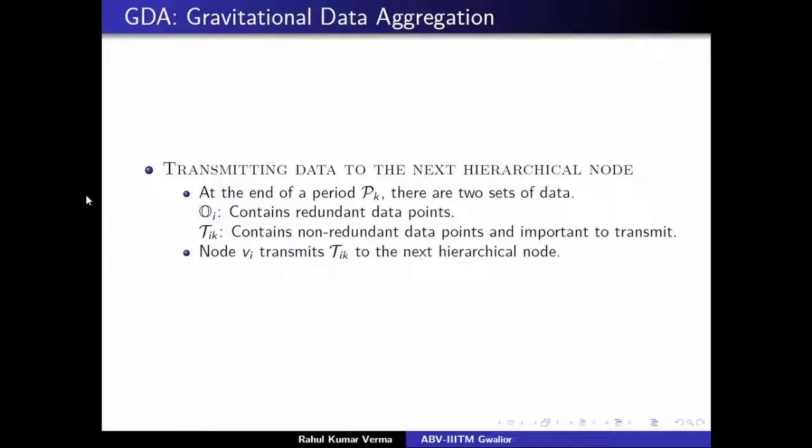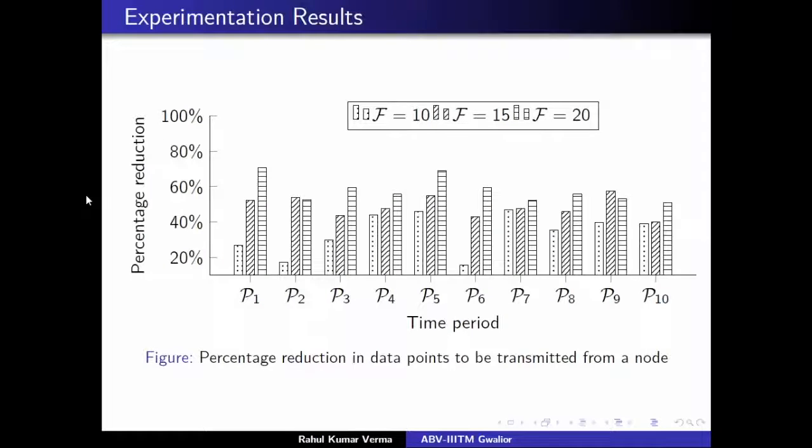So at the end of this mechanism, we have two sets. First is the center particle, which is nothing but the redundant data points, and another is TIK, which is the non-redundant data points. At the last of the particular period, we will send the data points which are in the TIK, which is nothing but the non-redundant data points. So this is how we have achieved this percentage reduction in each time period in sending the data.